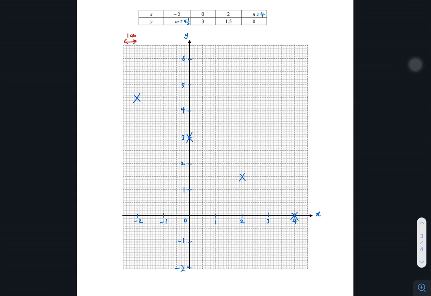So it's actually quite straightforward. You just need to join the lines. Join the lines over here.